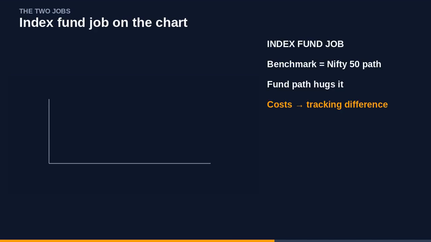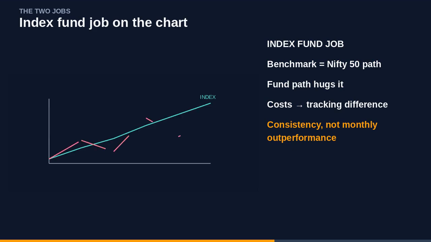Zoom the index fund job with the chart. The benchmark is the Nifty 50 reference path from the published rules. A fund like the UTI Nifty 50 Index Fund is the tracking path that tries to stay close to it. Its job is not to beat the reference every month. Its job is to follow the declared methodology consistently, knowing costs and implementation usually create a small gap called tracking difference.